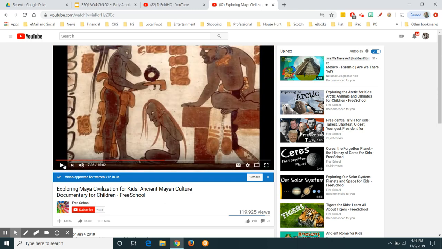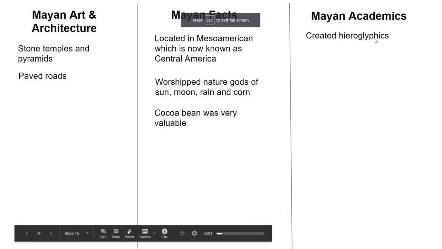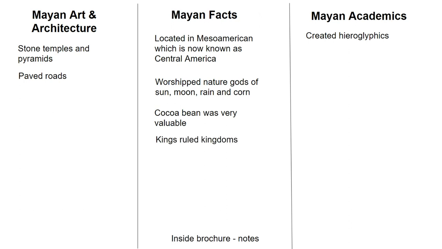Pausing there, let's go back and continue with our notes. Let's see, make sure I'm on the right section. So in this minute, it talked about how different kings ruled their own kingdoms. Remember, they never united, and that they were warriors and recorded their victories in stone monuments. Again, please pause to allow time to write down those two aspects.